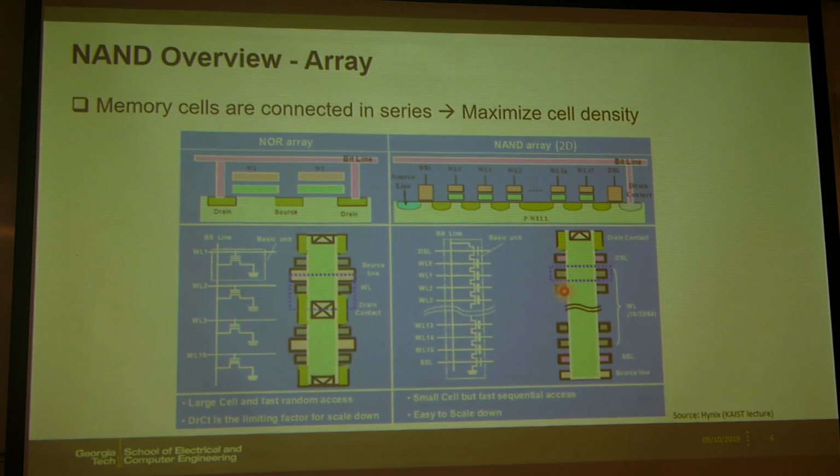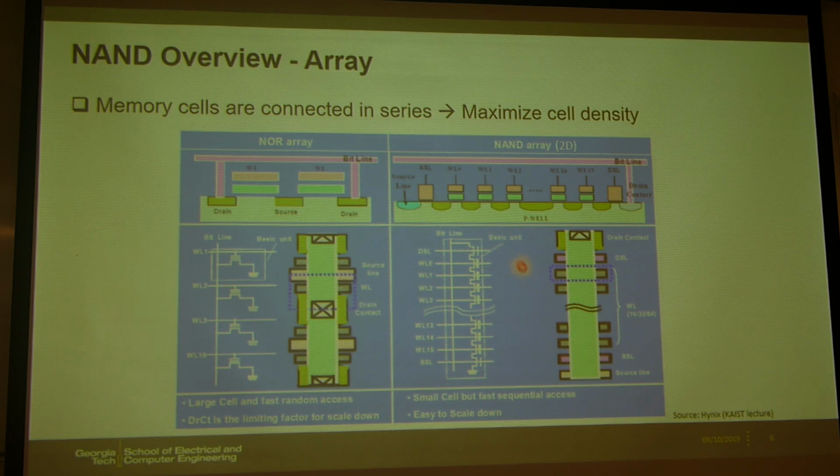I will briefly introduce the array structure of NAND. If you look at the left side figure, this is NOR Flash, a little bit different from NAND Flash. It looks like a normal memory array. That means there is one memory cell, and the word line and bit line are connected to all of the memory cells. DRAM, SRAM, NOR Flash, all the other memories have this connection. Word line and bit line are all connected.